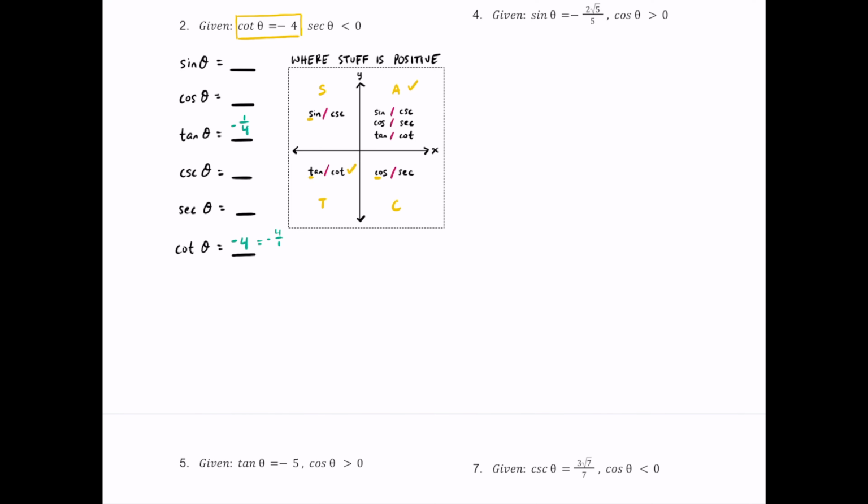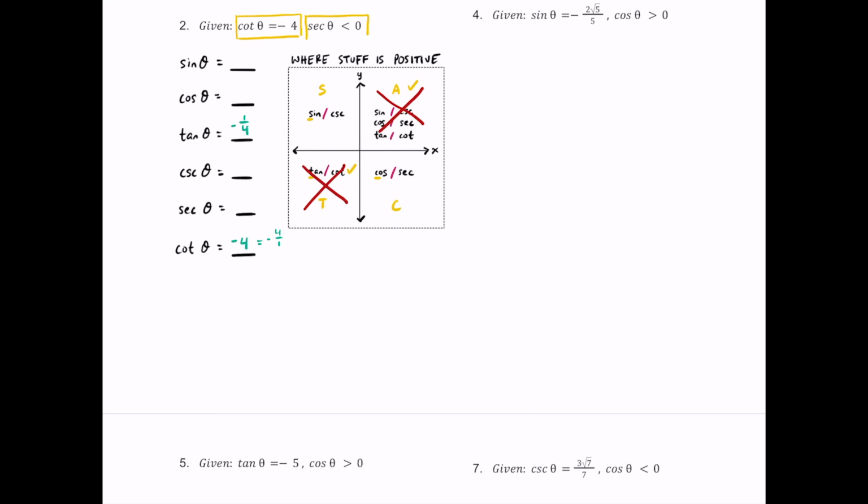So it says that cotangent is going to be negative 4, so it's negative, so it can't be in these quadrants, right? So we know that theta is not going to be in this quadrant, and we know that theta is not going to be in this quadrant. It's got to be in quadrant 2 or 4. So we've narrowed it down from 4 quadrants down to 2, and we need to narrow it down to just 1 so we can pinpoint exactly where we're looking.